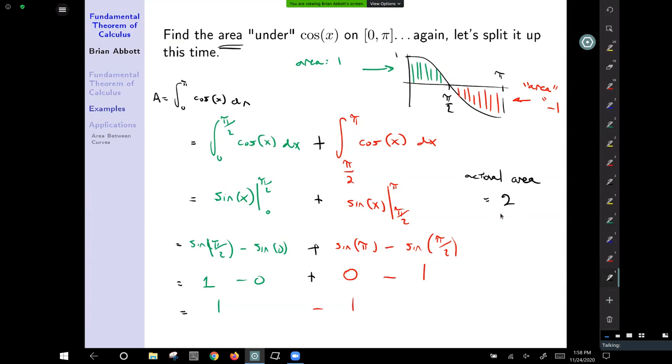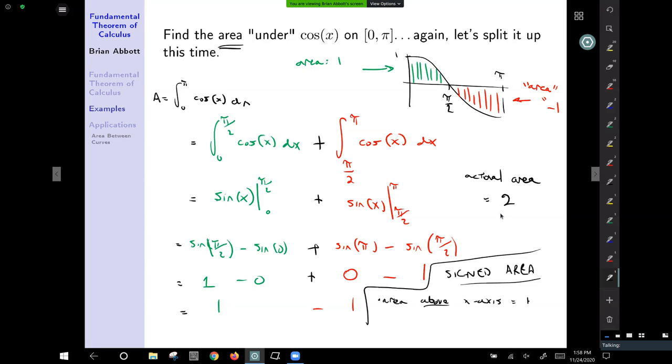If I were a better person, I would have added this at the end of the last video. But the point of this example was to bring up that integration gives us, let's give ourselves just a hair of room here, signed area. I've mentioned this before, where area above the x-axis is counted as positive area, and area below the x-axis is counted as negative area.